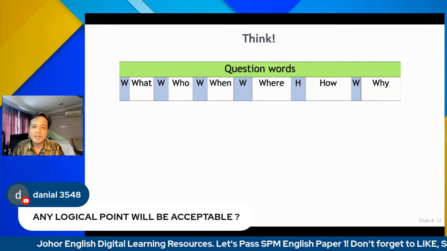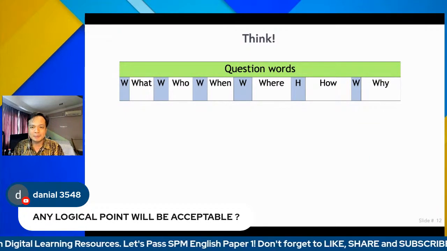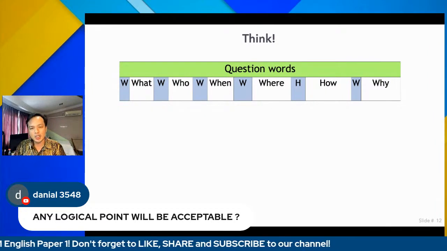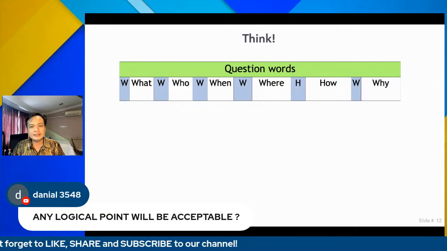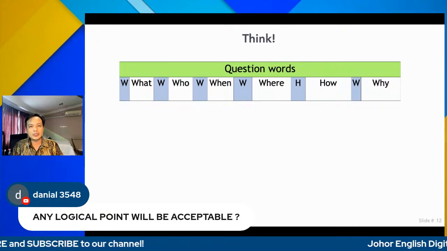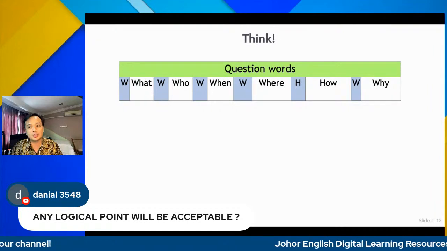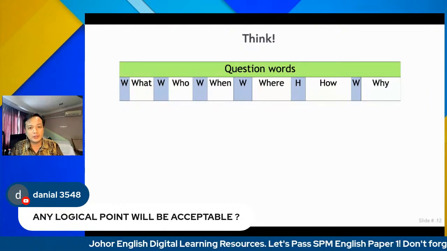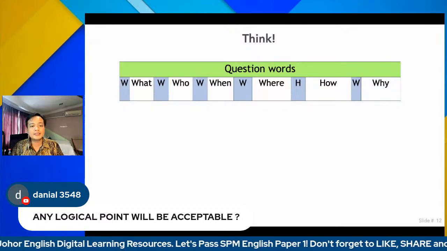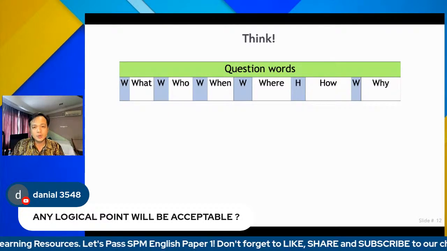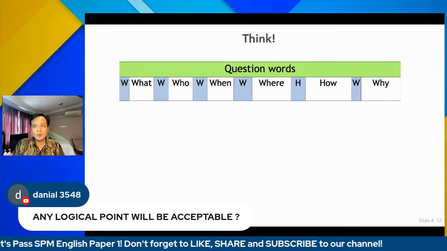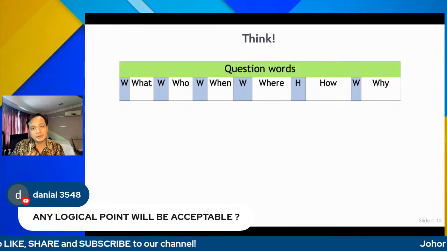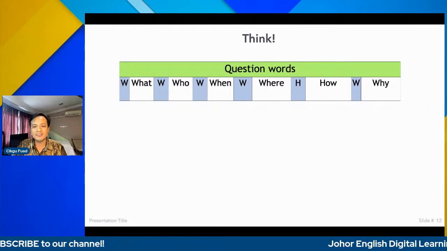Daniel 3548. Any logical point will be acceptable? Yes, exactly. Your point must be logical. For example, if you got 1 million and you want to use it to enjoy yourself at a shopping complex, well, logically, yes, that is logical. So if it is logical, then it is acceptable. Because this is a personalized question, a very personal question, whatever you want to do with the money is acceptable. Thank you, Daniel, for your question.